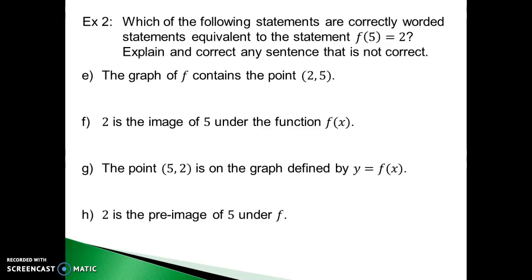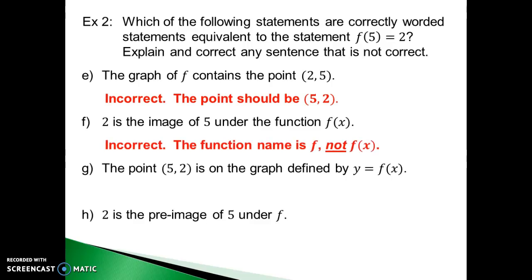For E, the graph of f contains the point 2, 5. That is incorrect because your pre-image value is 5 and your image value is 2. So it should be the point 5, 2. For F, that is incorrect. 2 is the image of 5, but the name of the function is not f of x, so the function name should be just f. So 2 is the image of 5 under the function f.